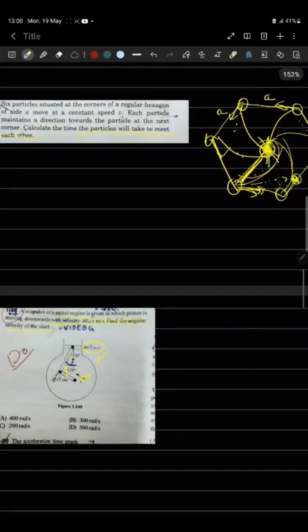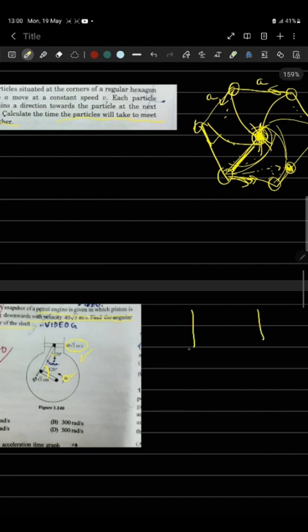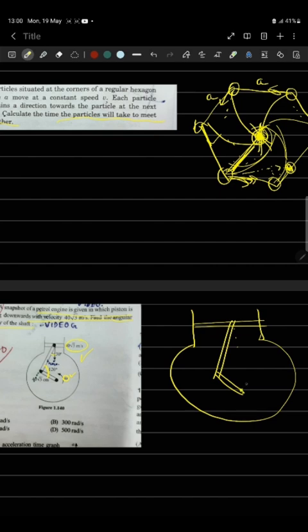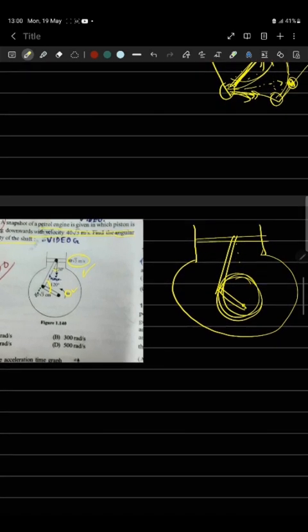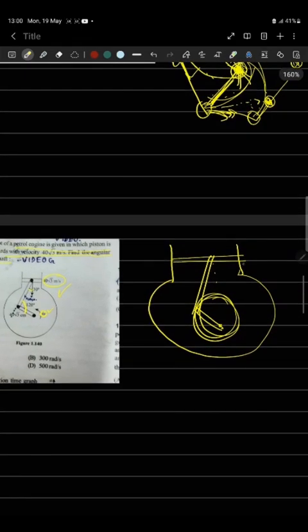So let's try to solve this problem. First of all, we will try to draw this apparatus. This is the piston. It moves like this. This is a pretty bad diagram, so you can ignore it. This moves down with a velocity of 40 root 3 meter per second. This rod is inextensible, so the component of this velocity along this rod is 40 root 3 cos 30.